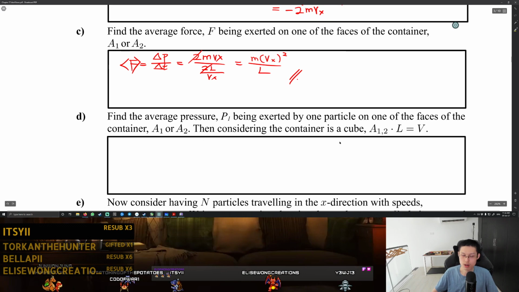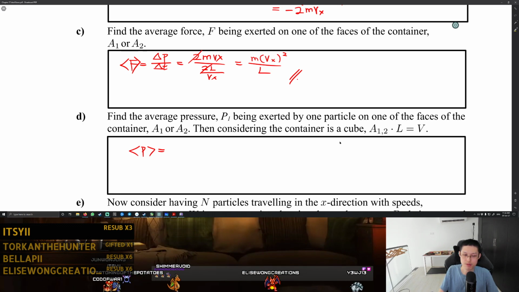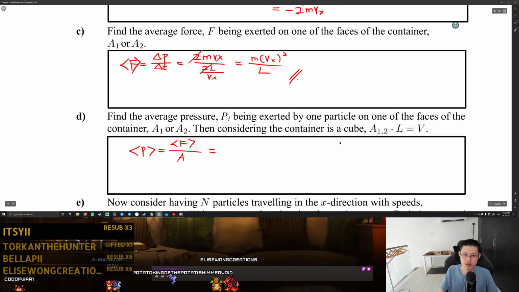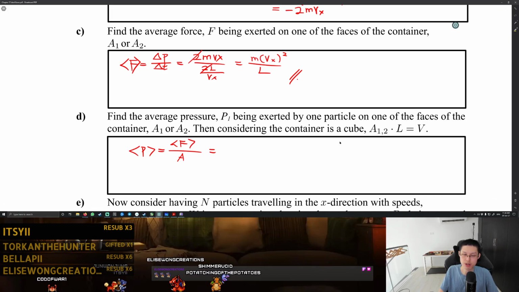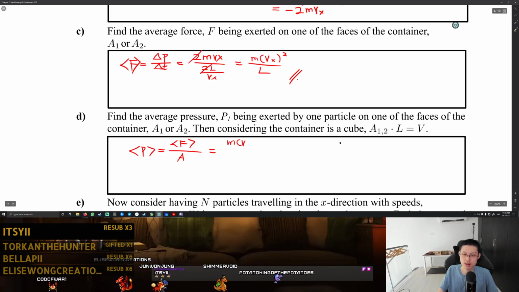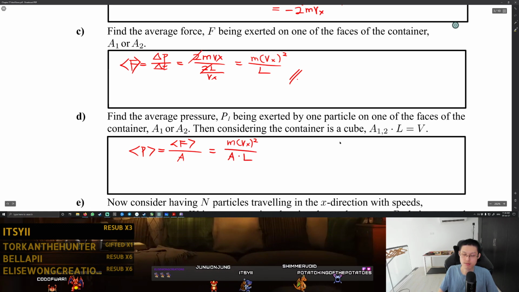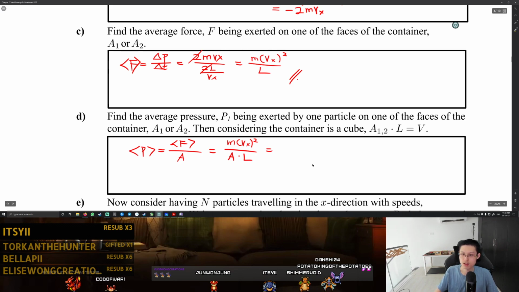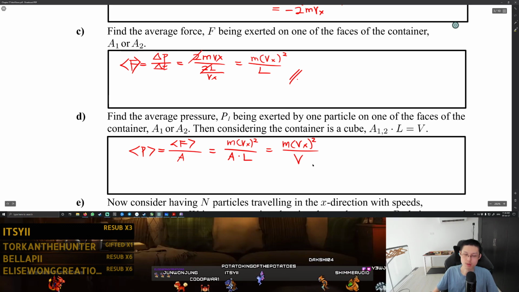Okay, so how do I find the pressure? The average pressure, by the definition of pressure, is going to be force over area, right? Force per unit area. So we know what the average force is because we worked that out earlier. It is m vx squared over L, and then we're going to have A times L. And as you can see, the areas are the same because it's a cube, so A times L must be the volume. So we get m vx squared over the volume of the cube. There we go.